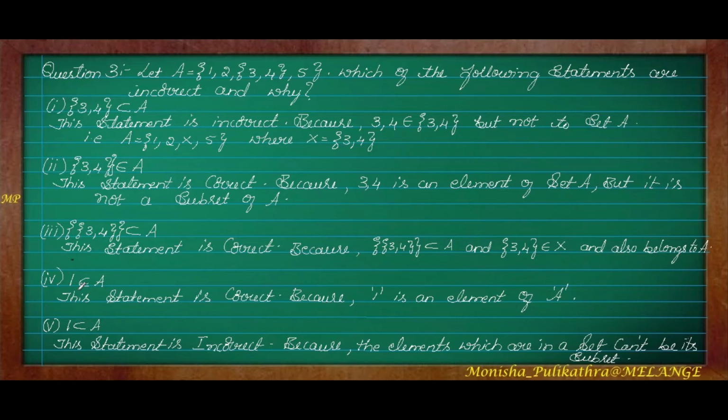So here one question has been given and pertaining to that a few sub questions also have been given. We have to say whether it is a correct statement or an incorrect statement. Okay, the question is here A is a set. Set A is equal to {1, 2, {3, 4}, 5}, inside this another flower bracket is there where the 3, 4 element is there, again 5. So which of the following statements are incorrect and why?